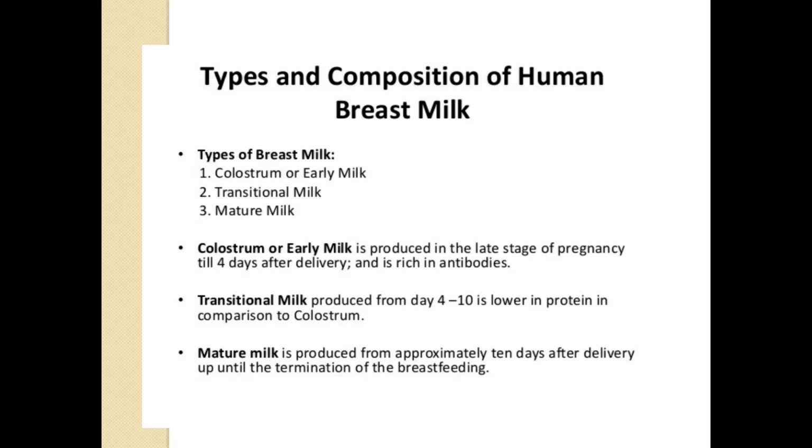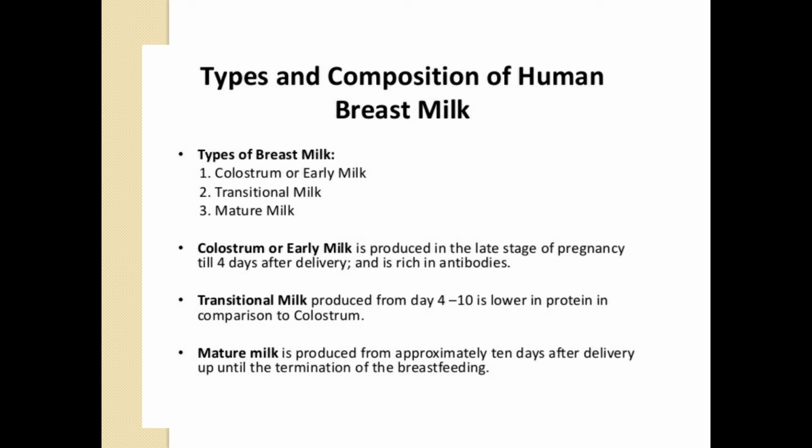So next we see about the types and composition of human milk. There are 3 types of breast milk: colostrum or early milk, transitional milk and mature milk. So colostrum or early milk is secreted during the last few weeks of pregnancy. It is a very minimal amount only, and it will be produced till 4 days after delivery.